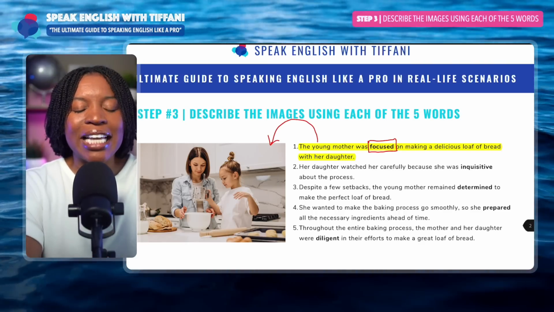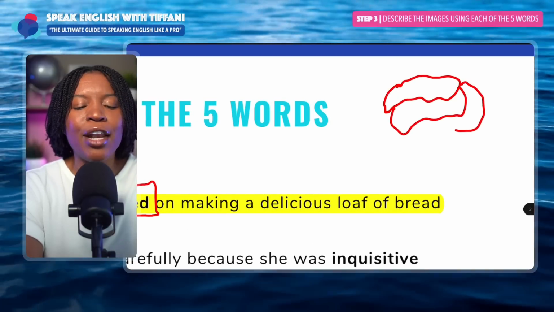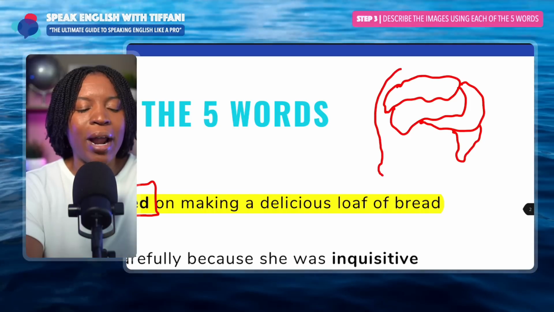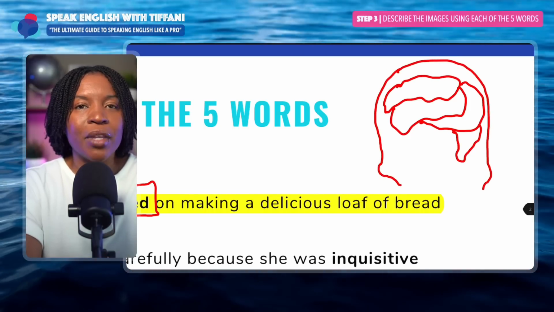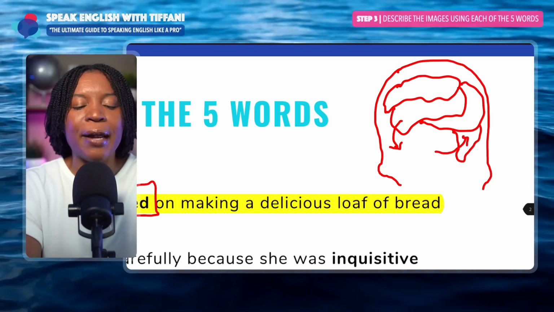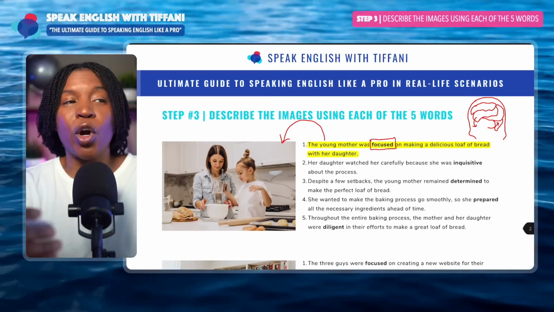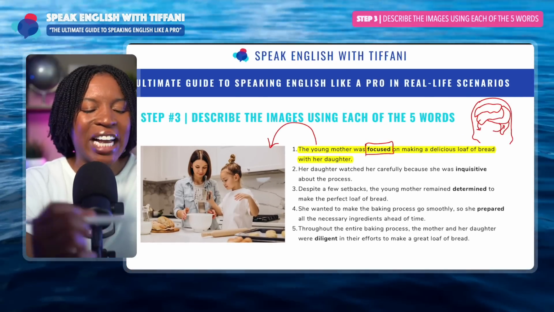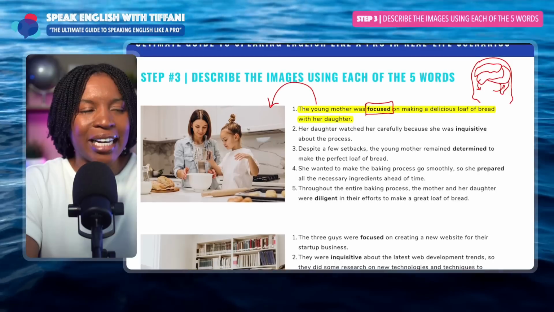What's happening is in your brain, we just put these brand new words into your brain. So your brain is now processing what you put inside. And now we're making connections. Okay, we have this real situation that we can describe using this word we just put in. Now, what about the second word? So let's go to the second sentence and see how we can describe the picture using the second word.